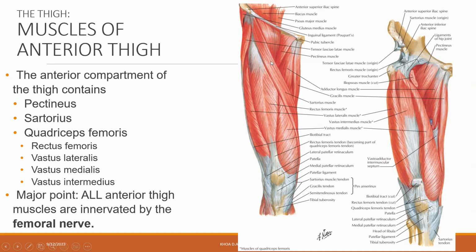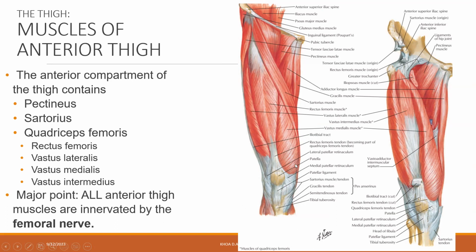Okay, this muscle is going to originate way up here on the anterior superior iliac spine and run all the way down here to the medial surface of the tibia. Okay, and so that sartorius is the longest muscle in the body. And then we have this huge complex of muscle right here.